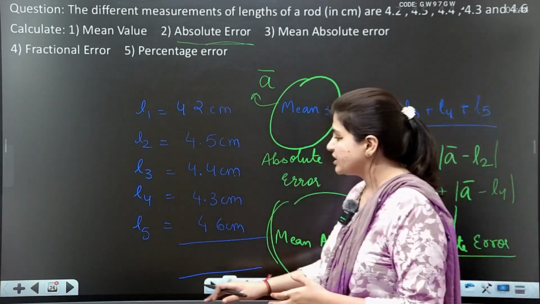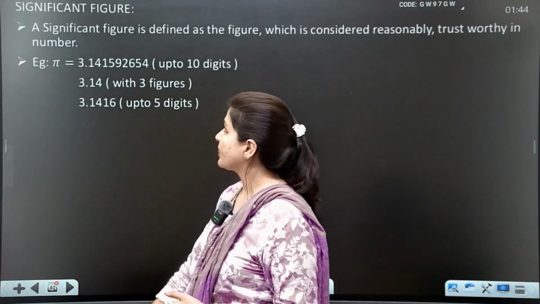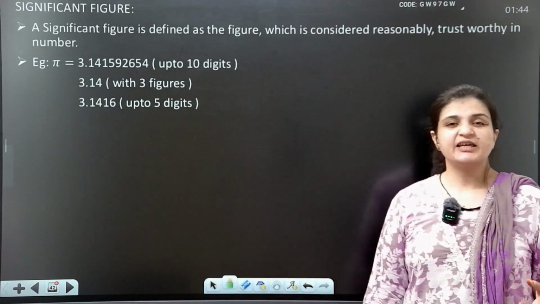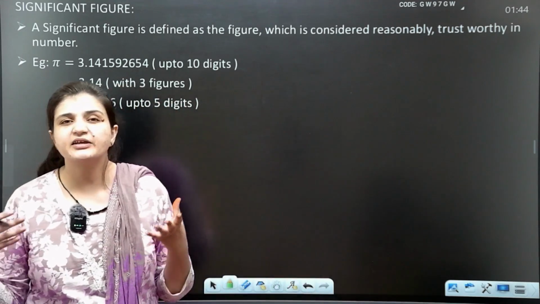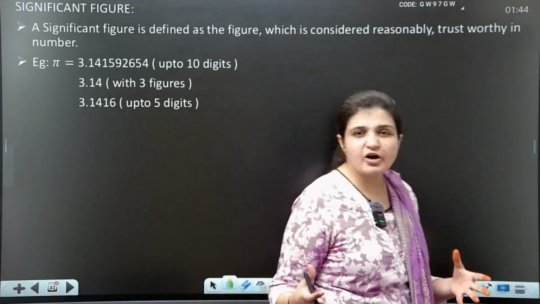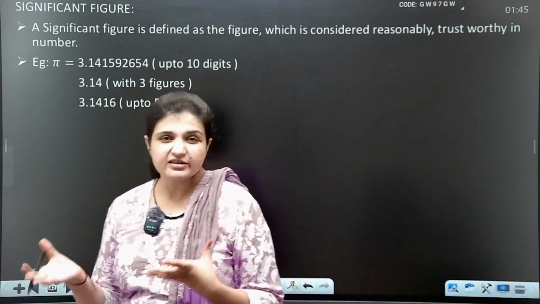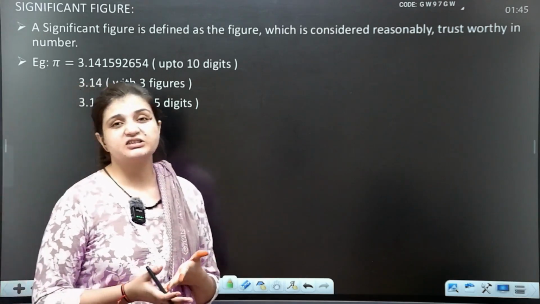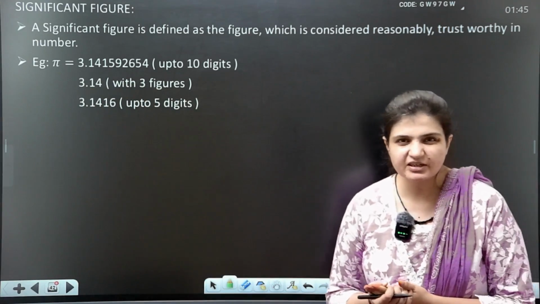Okay students, so now we will go further. All this is the concept of errors when we are performing an experiment. Now we come to the concept of significant figures. So what is the concept of significant figures?